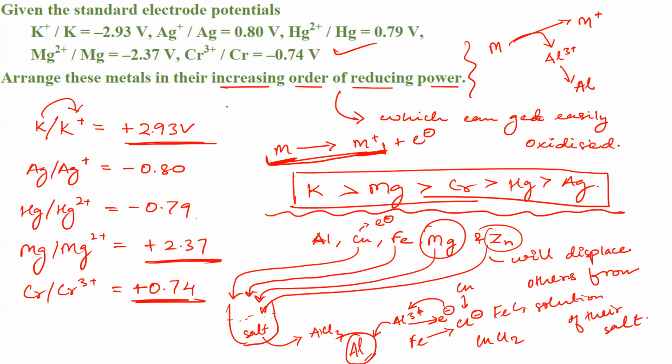Then there was a di-secondary butyl ketone question, to write the structure. First the ketone will be C double bond O, and there will be two secondary butyl groups. A secondary butyl group means you have four carbons, 1, 2, 3, 4, and the 2-degree carbon is attached to the ketone. That's why it is secondary butyl. Similarly, you will have one on the other side. That's it.